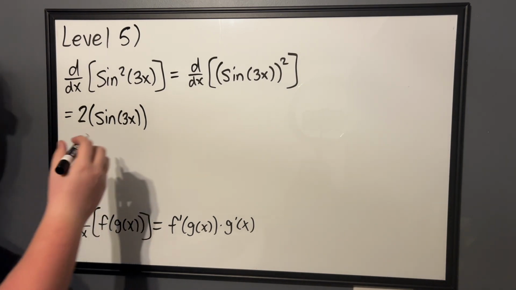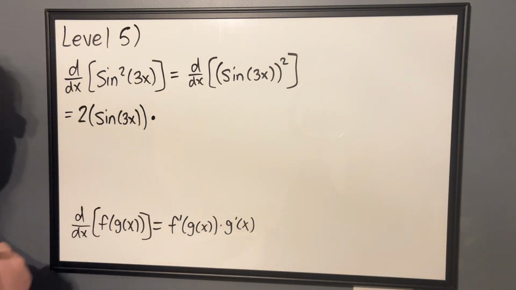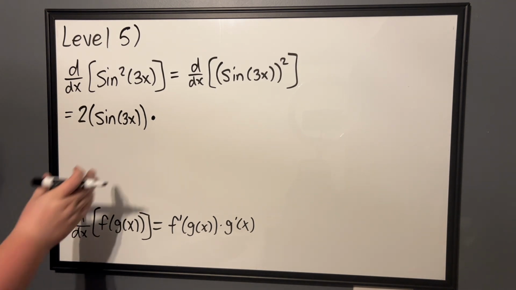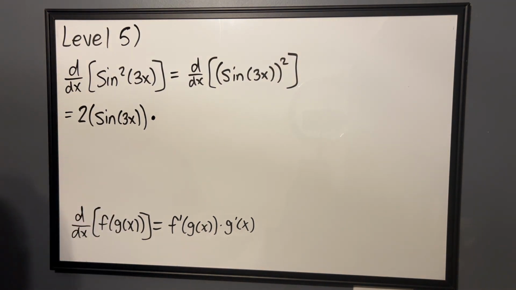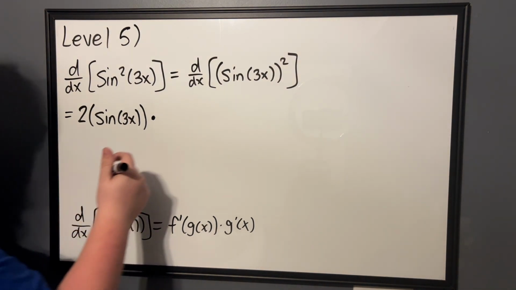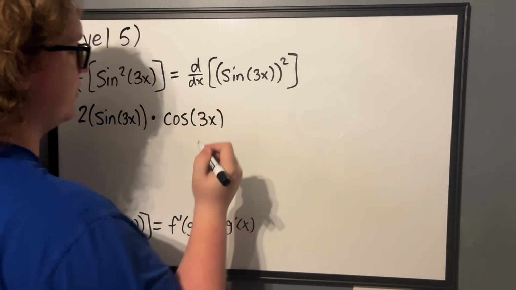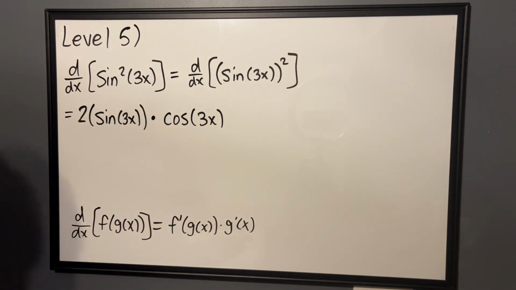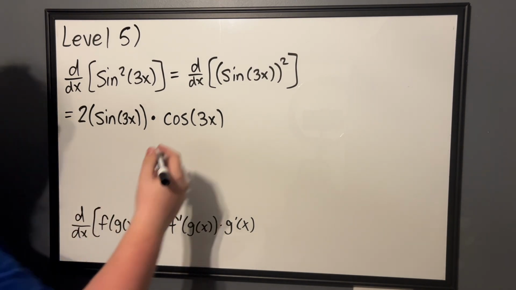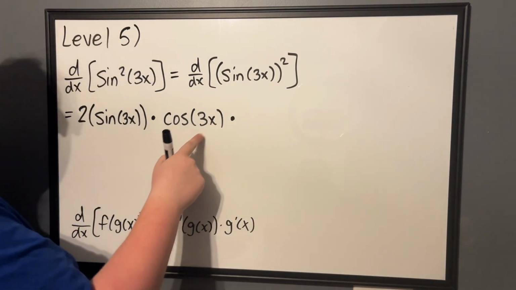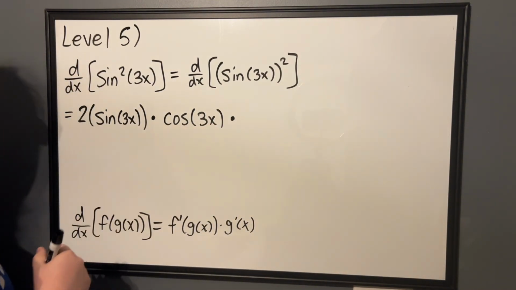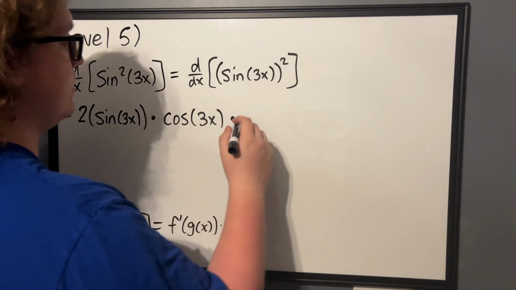But now the next step is we need to multiply by the derivative of the inside. But the inside itself is a chain rule, right? So we're going to start with this sine function. So we're going to multiply by cosine of 3x, right? Because we leave the inside alone now. But then we need to multiply again by the derivative of the inside, and the derivative of the inside is 3x. So the derivative of 3x is equal to 3.